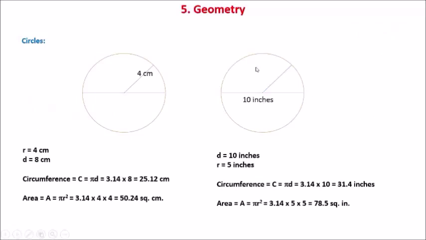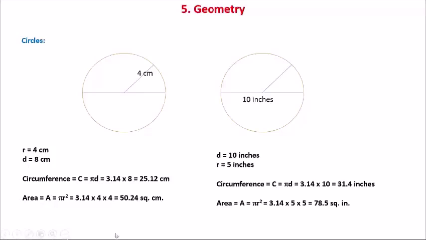So let's do a couple examples. This circle on the left-hand side, the radius is exactly 4 centimeters. We need to find the circumference and the area of the circle. Radius is 4 centimeters means that the diameter is exactly 8 centimeters, 2 times the radius. And then the circumference is pi times d. Pi is 3.14. Plug in d equals 8. You just need to plug in for pi and d.